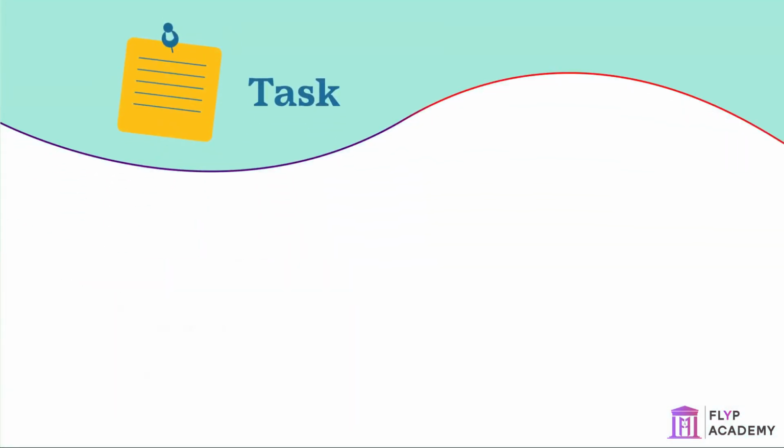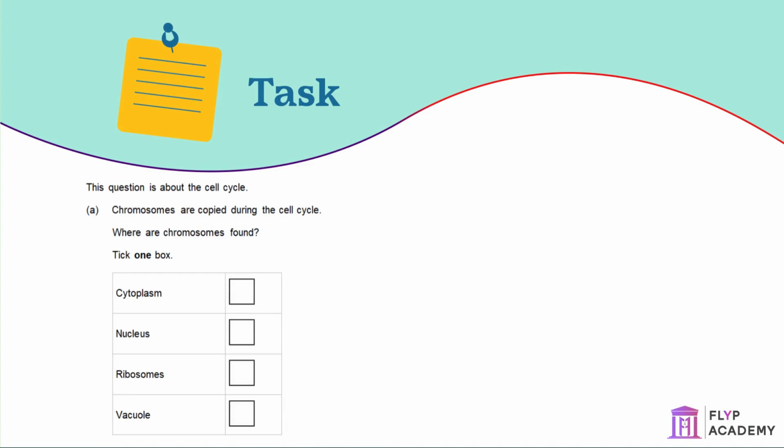Task: complete this AQA exam question. This question is about the cell cycle. A. Chromosomes are copied during the cell cycle. Where are chromosomes found? Tick one box. Cytoplasm, nucleus, ribosomes, vacuole. B. What is the name of a section of a chromosome that controls a characteristic?